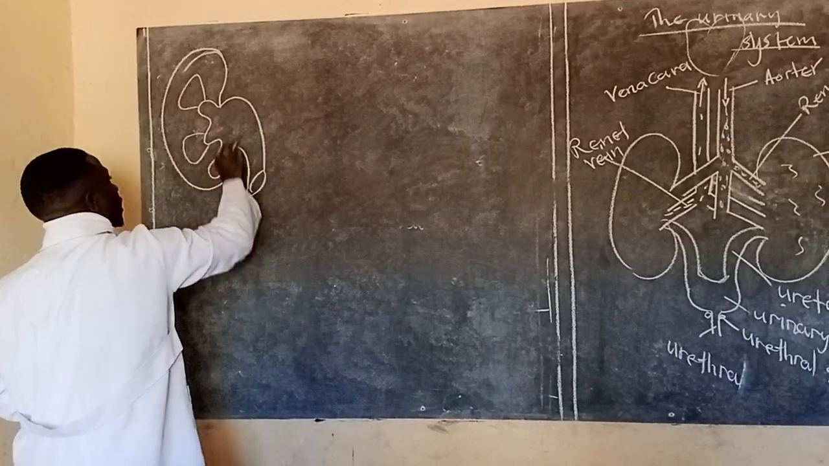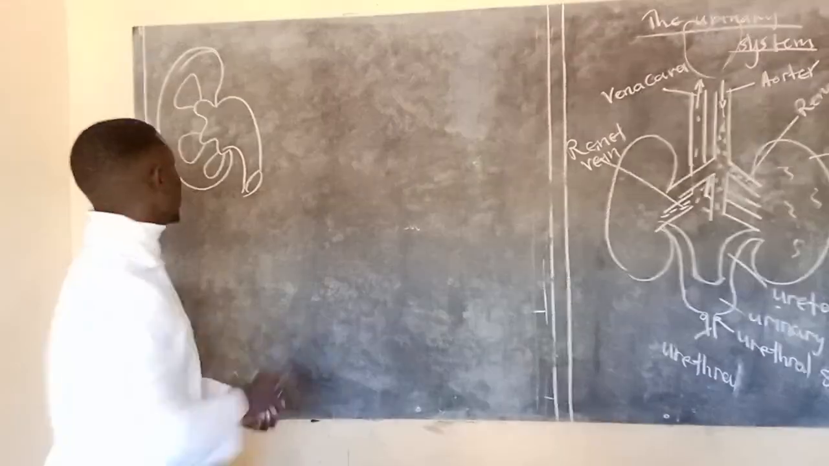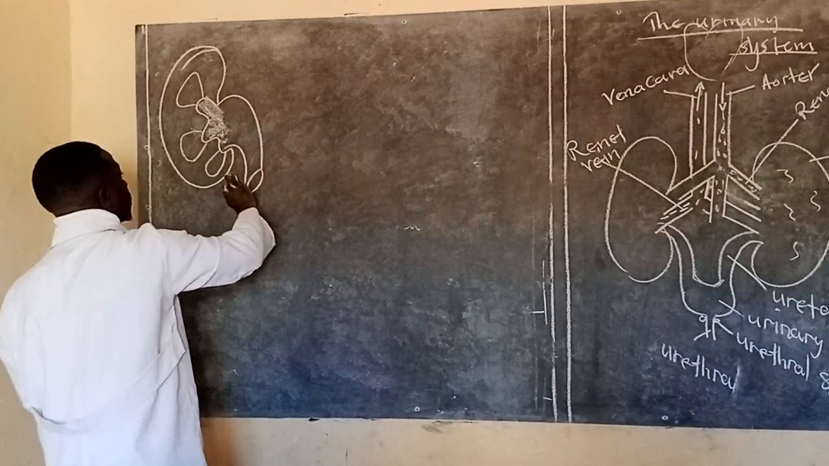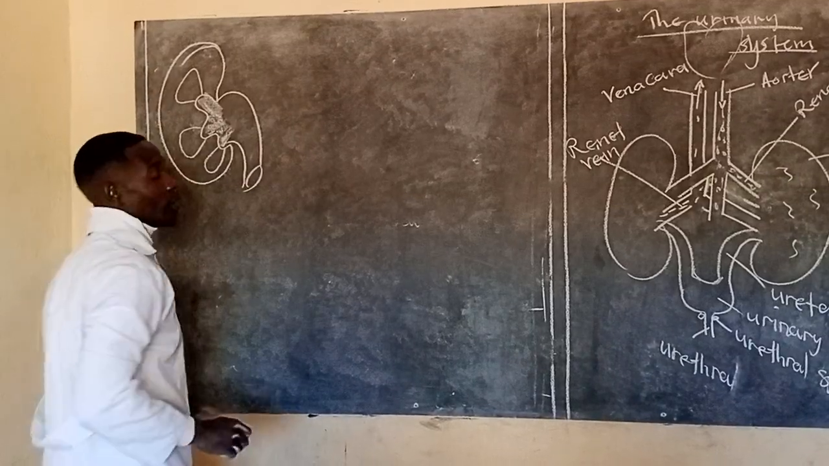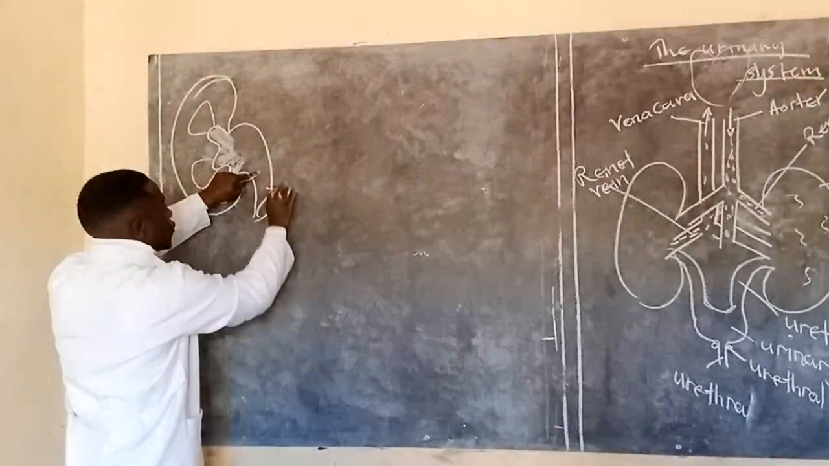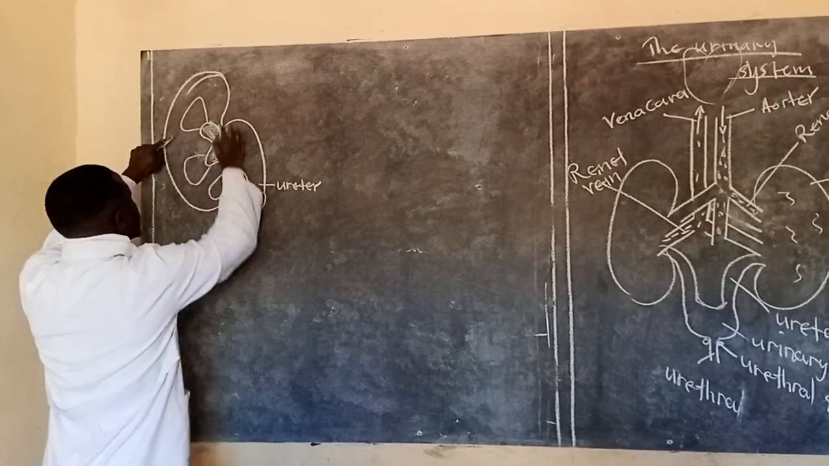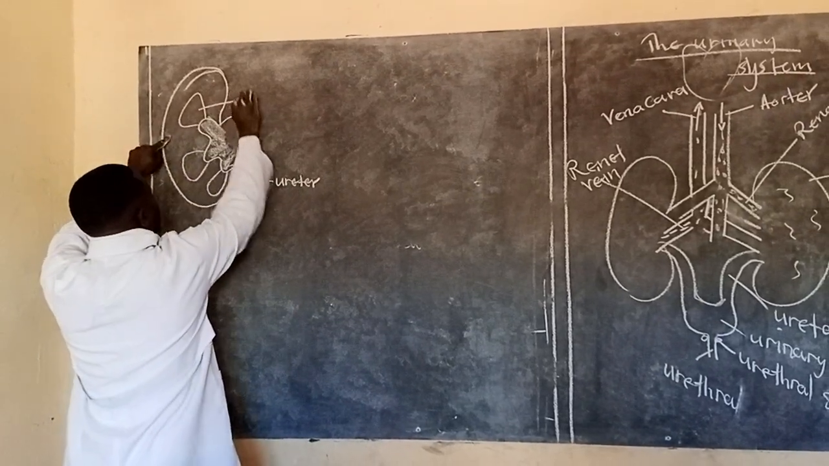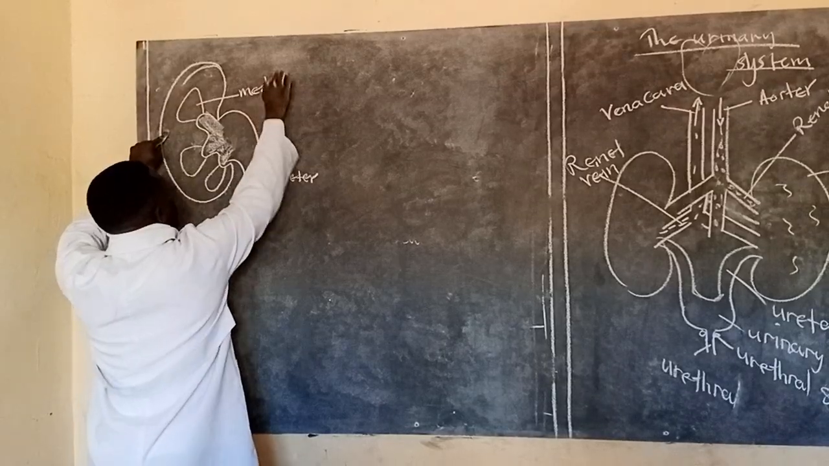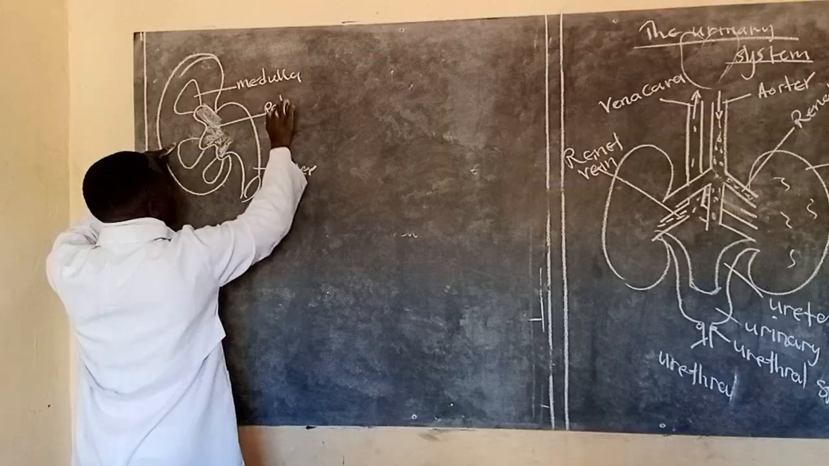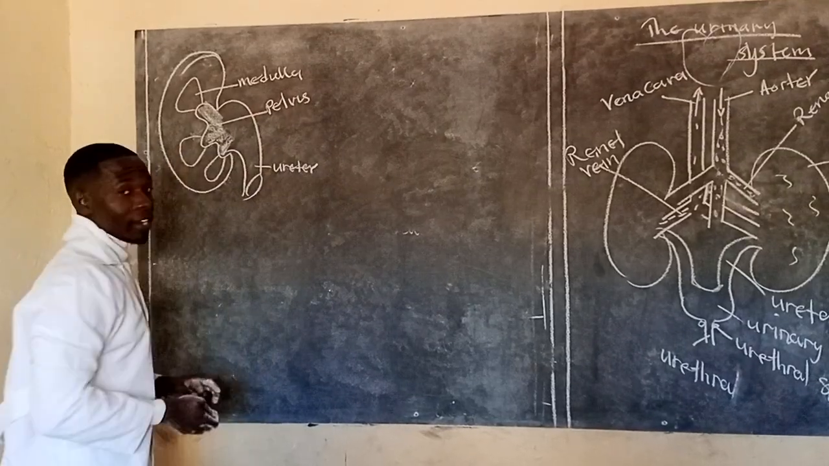In an exam, they'll give you this structure and they'll ask you some questions based on this kidney. Are we together? Now, this one here is what we call the ureter. This is what we call the medulla. And this is what we call the pelvis. So these are the structures.